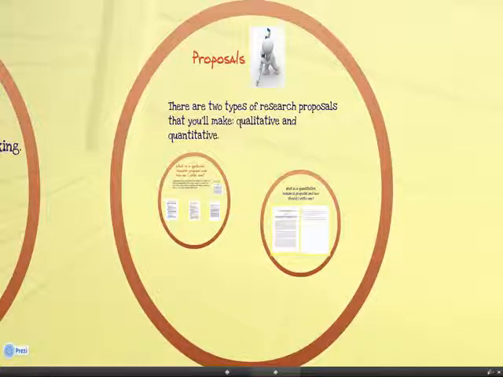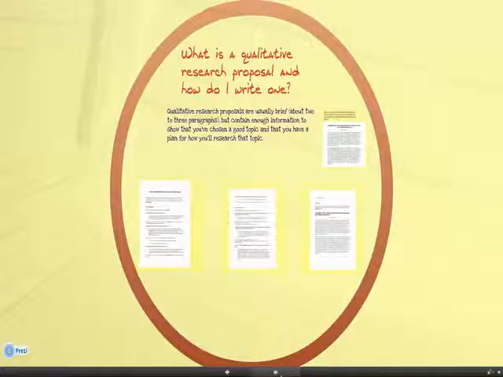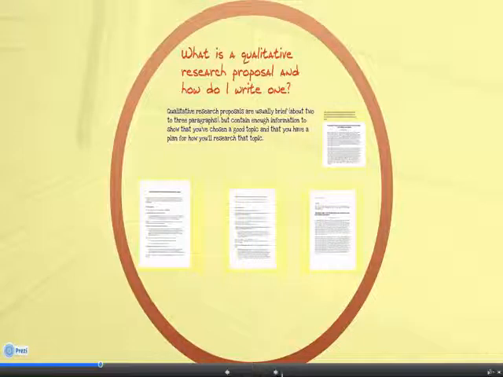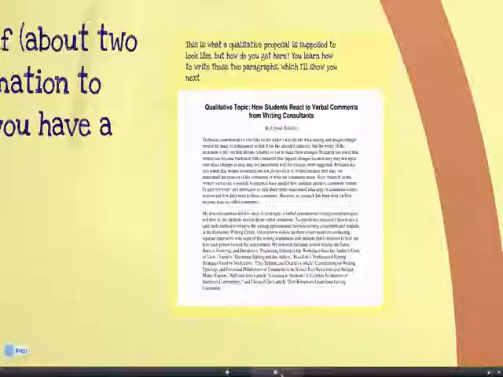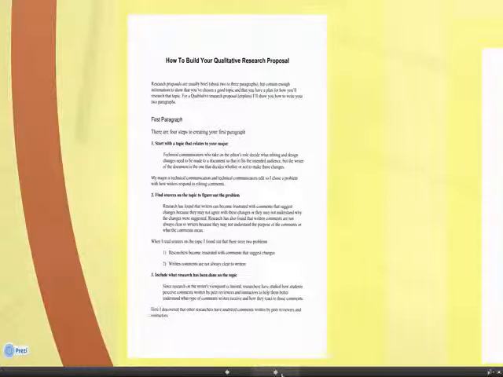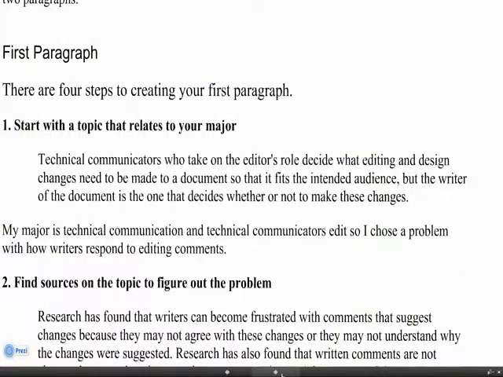Okay, so to help you understand this more, I'm going to tell you how to do a qualitative research proposal. The good thing about qualitative research proposals is that they're brief, so they can be about 2 paragraphs long. So how do you get here? Well, we've broken it down for you into steps. So the first steps are for creating your first paragraph.